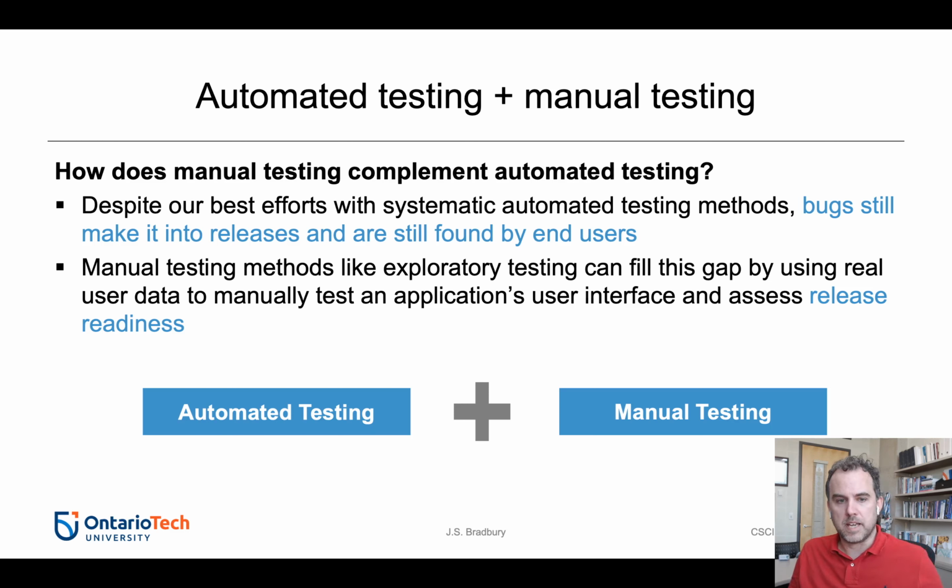The idea here is that manual testing can fill that gap by using real user data to test an application's interface to assess the release readiness. So once you've done all your automated testing, or maybe in combination with some of the automated testing towards the end, you would use the manual testing to just provide another layer of confidence in the system and to try to fill that gap in terms of assessing release readiness. Does that make sense? If you have any questions, feel free to ask and I can address them as we're going.